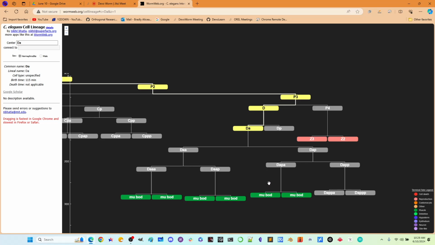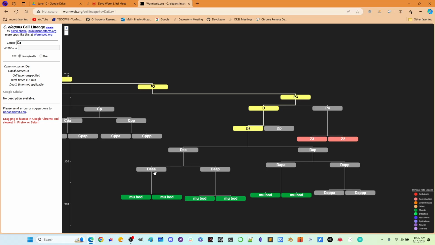In D, we have these cells that we call developmental cells. So we go from D to DA, to DAA and DAP, DAAP and DAAA. Again, these letters that are appended to the sublineage identifier describe the anatomical orientation that these cells take. So the D sublineage goes anteriorly and posteriorly to the original D cell.